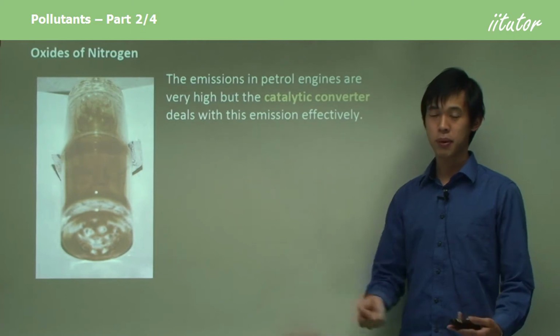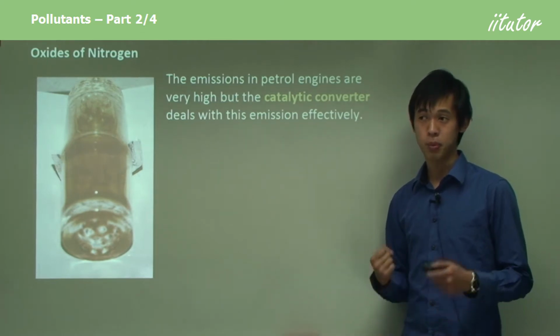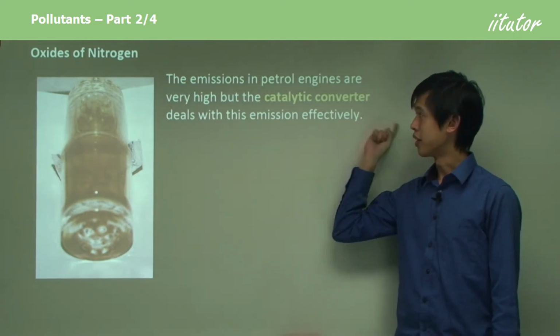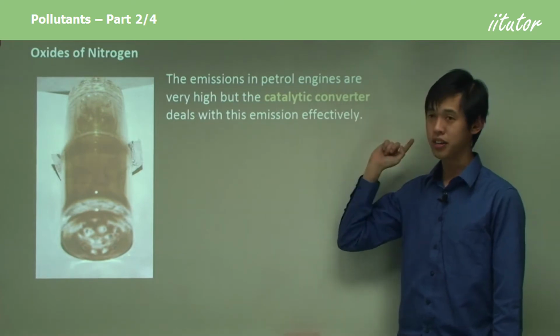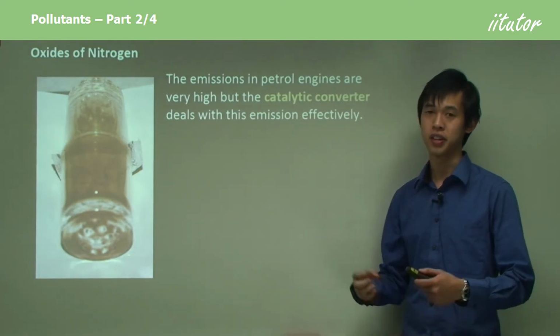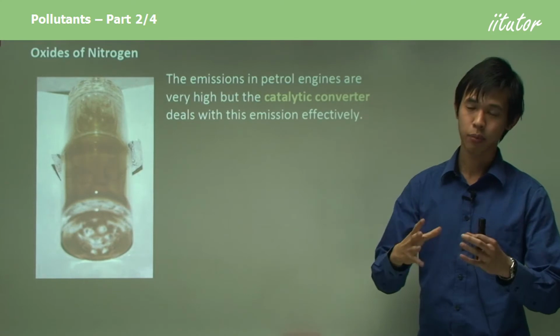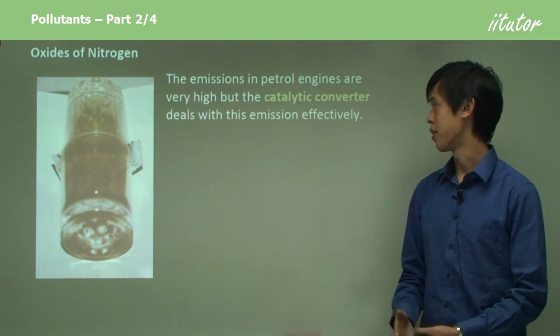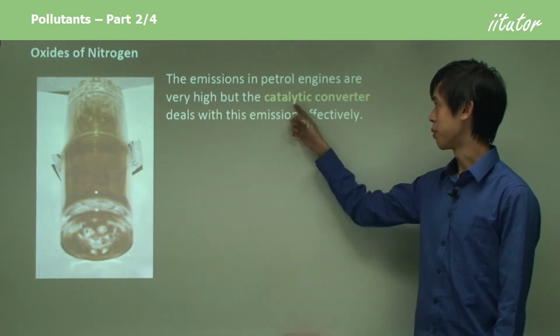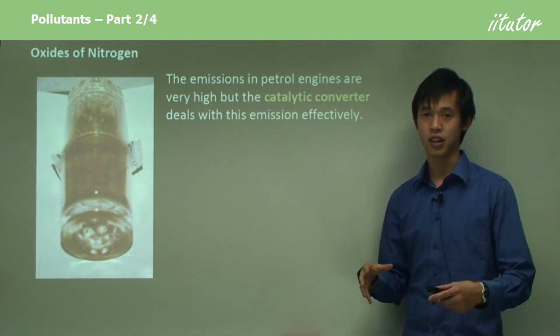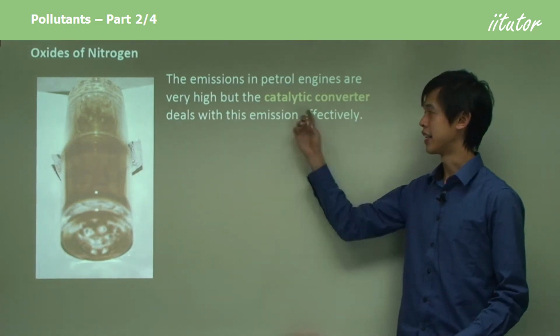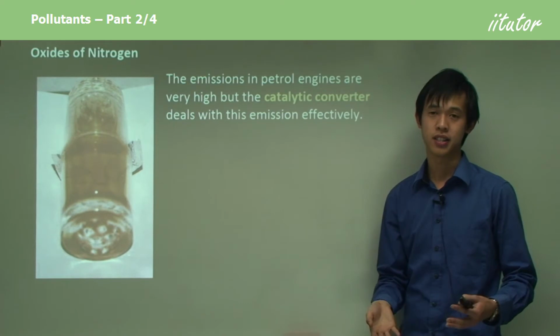Because a spark ignition engine can get very high burning temperatures, we have to use a catalytic converter. The temperatures are so high that we produce a lot of these NOx, so we have to deal with them. So we put in a catalytic converter. It's called a three-way catalyst, and it gets rid of most of these NOx emissions.